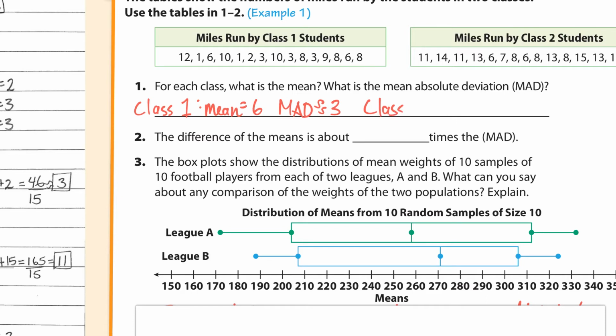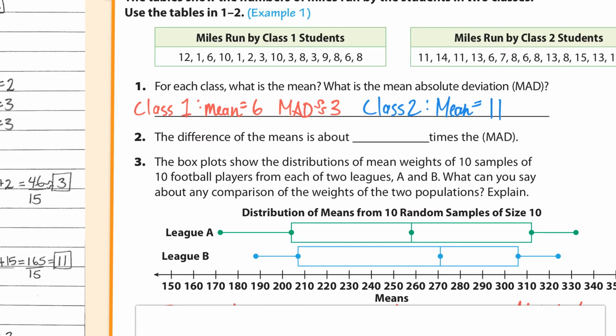And then class... Oh, you know what I'm going to do? I'm going to put this in blue. So class 2, the mean is, oh, that was 11. I see it peeking out right over there. It was 11. No, was it? Yeah, it was 11. So that was 11 when I did that.